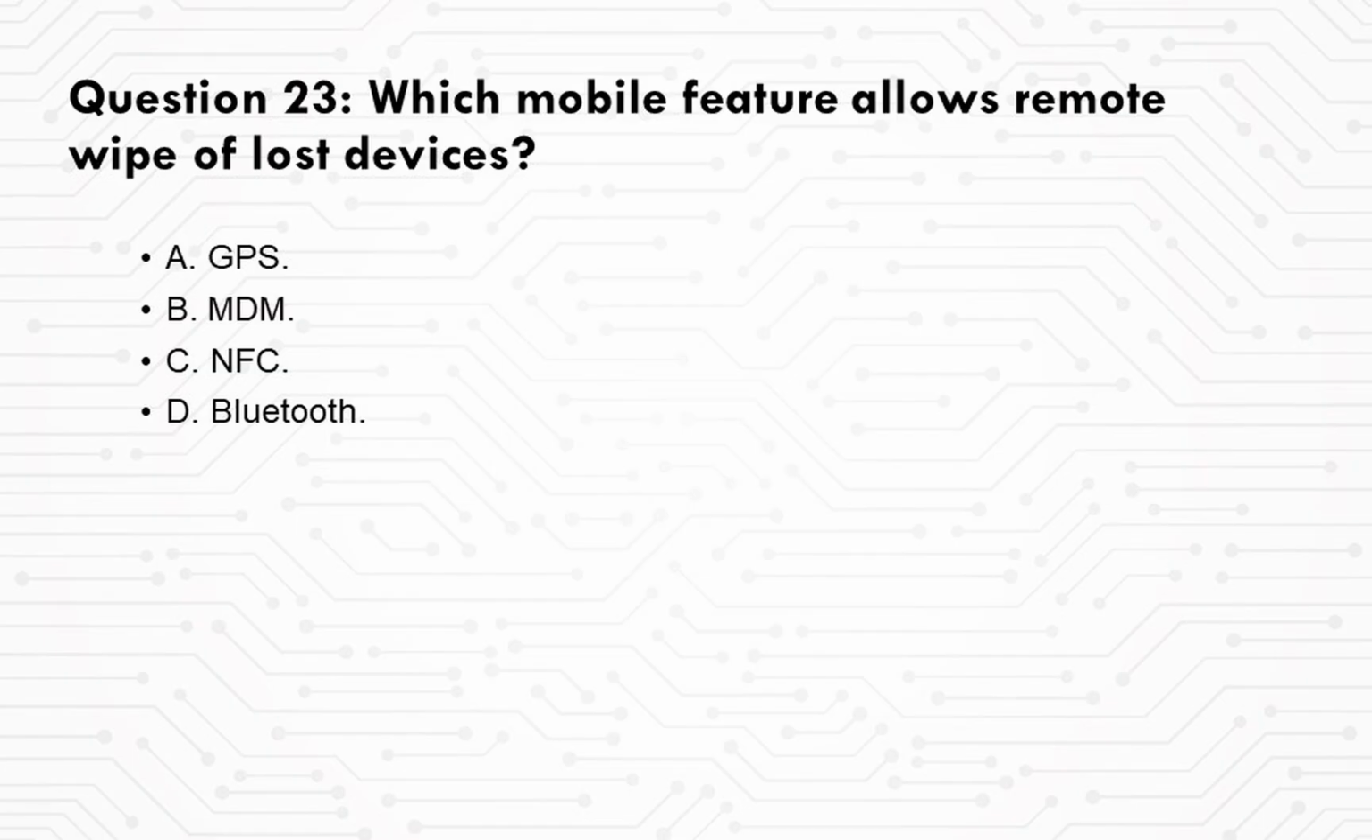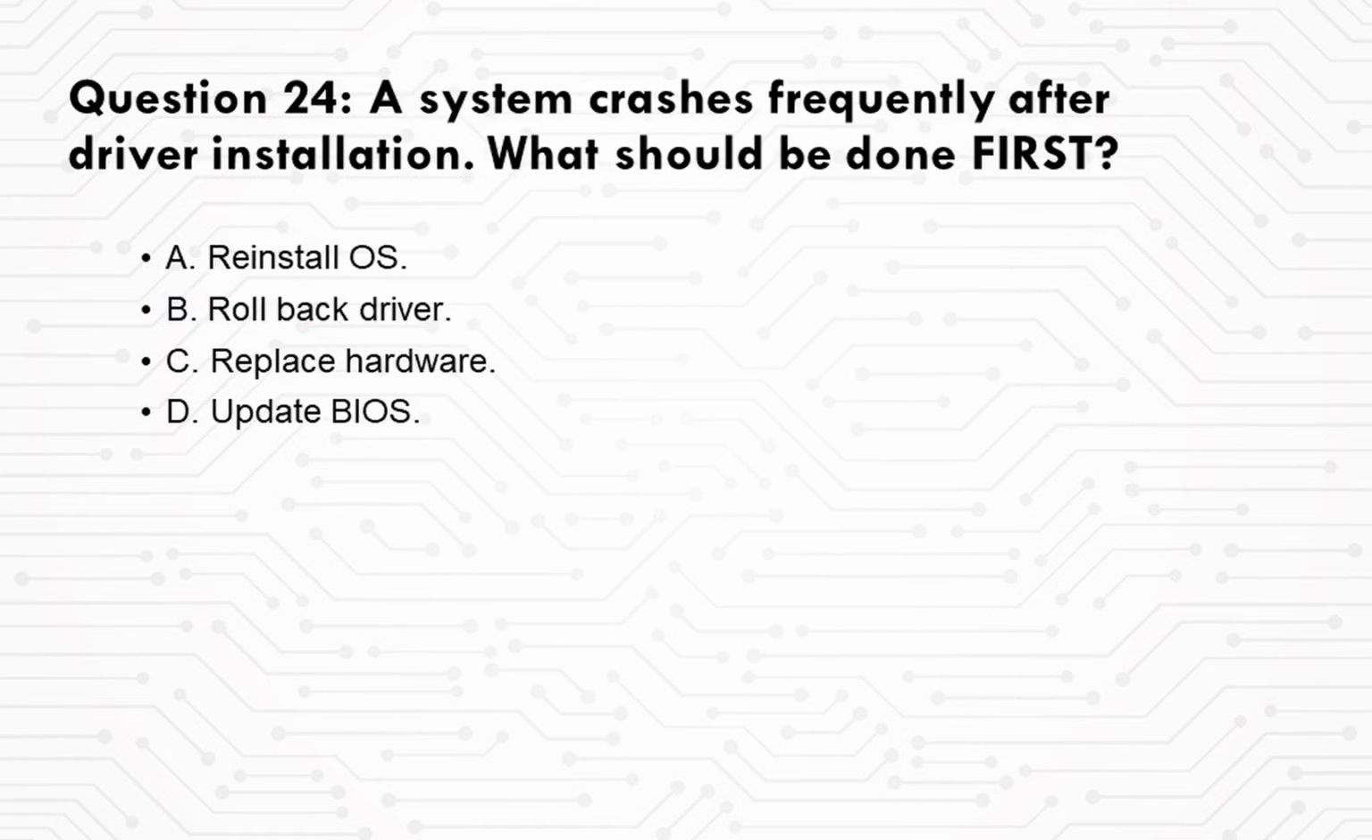A. GPS. B. MDM. C. NFC. D. Bluetooth. Answer: B. Mobile device management allows remote wipe and control. Question 24. A system crashes frequently after driver installation. What should be done first?